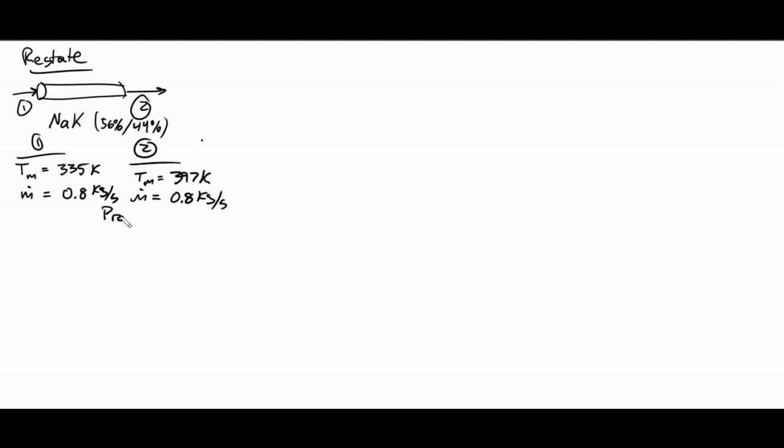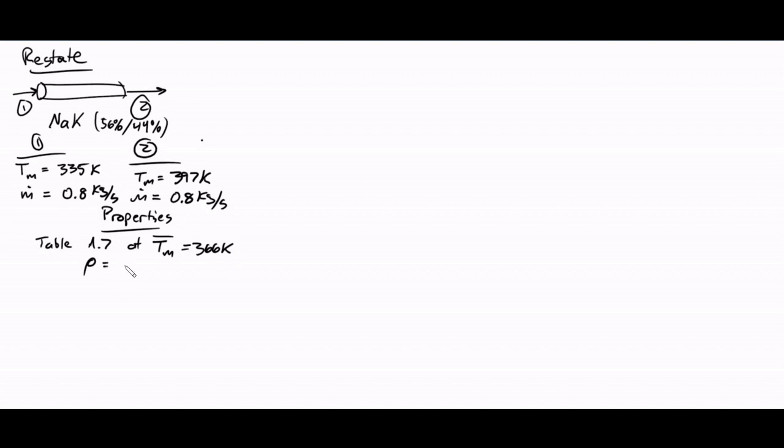Okay, so the first thing we have to do is find some properties. You're probably wondering where you would find fluid properties for sodium-potassium mixture 56 to 44%. Well, that would be in table A.7 in the back of your book. And we're going to evaluate that at the average of our two mean temperatures. So the average of 335 and 397 is 366 Kelvin. Luckily, your table A7 in the back has an entry for 366 Kelvin.